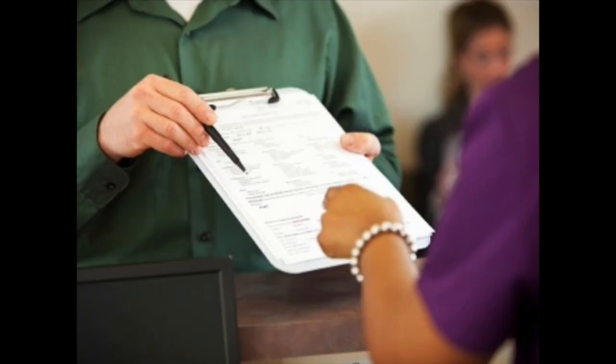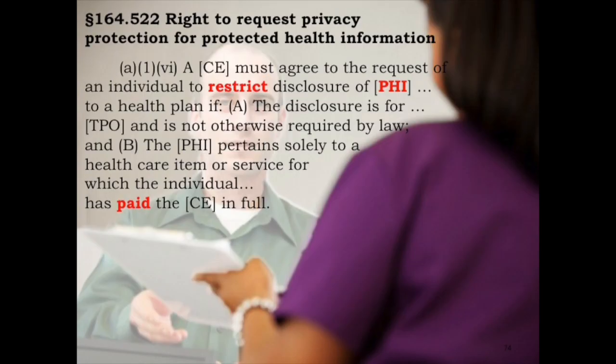The admitting clerk gave John some documents to sign. I don't want my name listed in the facility directory. Don't contact my insurance company either. Put the bill on my credit card. The privacy rule requires entities to restrict disclosures of PHI if the patient makes the request and pays in full.